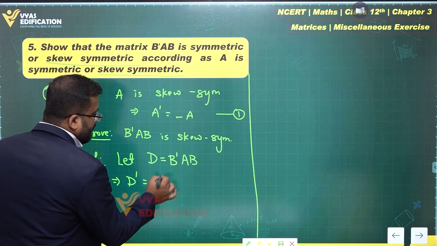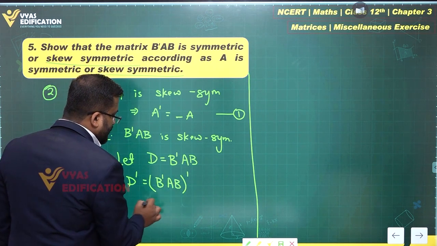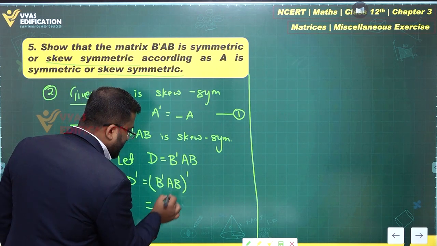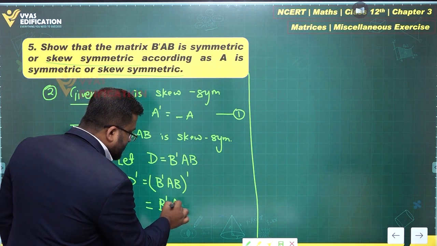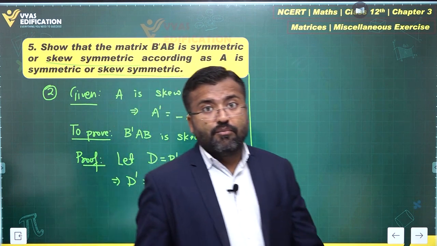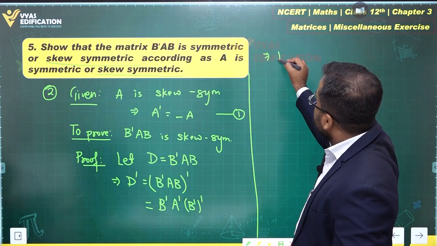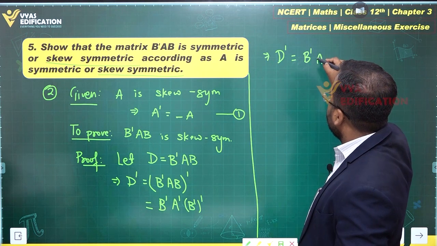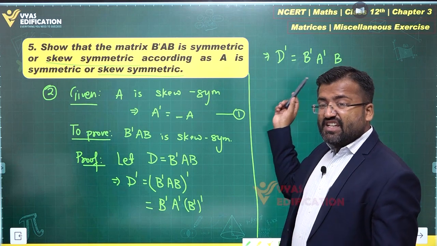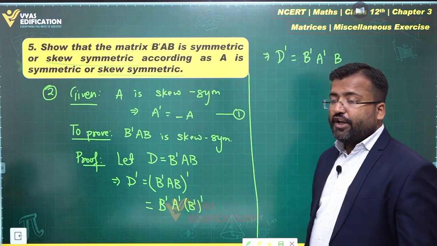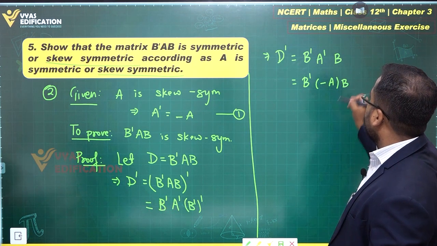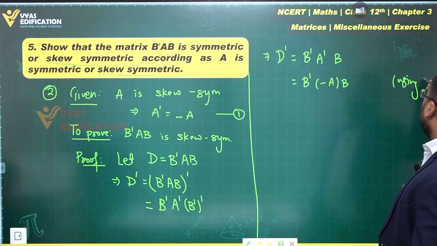D transpose is equal to B transpose AB whole transpose. And we just found that B transpose AB whole transpose, right? Reverse. B transpose will come first, after that A transpose, and the transpose of transpose would be actually equal to B after that. Okay, let's use this. This gives me D transpose is equal to B transpose A transpose times B. Since we have reached a stage where we have A transpose, the value is already known, let's replace that. So this is B transpose times minus A times B using 1 over here.